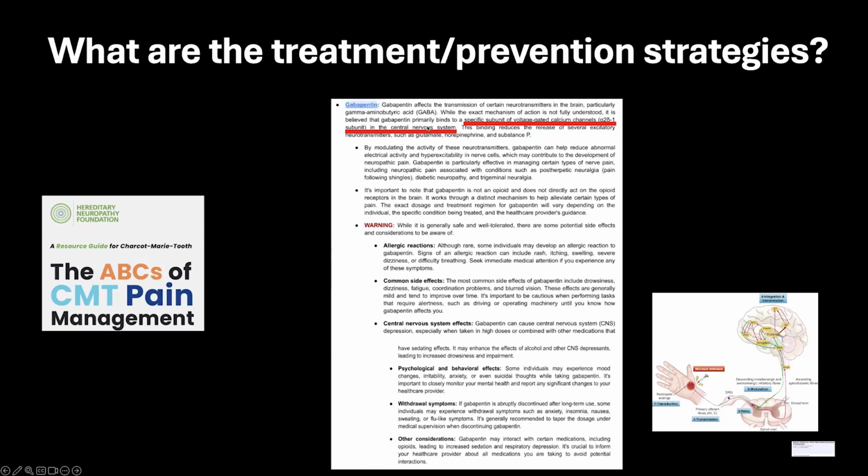Gabapentin is working on these voltage-gated calcium channels in the brain. And so gabapentin really is not doing anything in particular for your peripheral nervous system. It's telling your brain to ignore the symptoms that are coming from your peripheral nervous system. And there are certainly people who do well on gabapentin. There are people who don't do well on gabapentin.